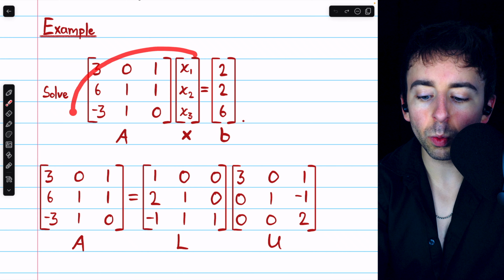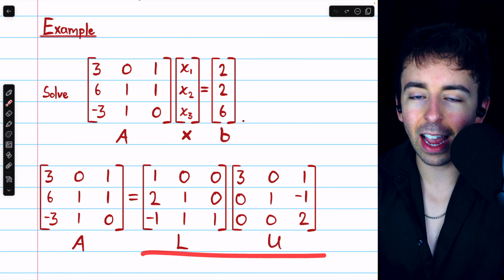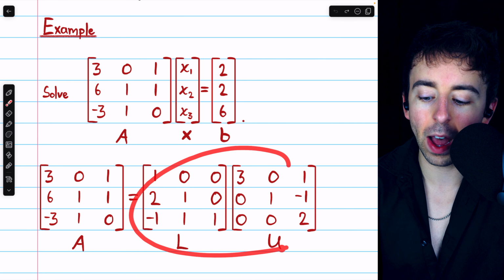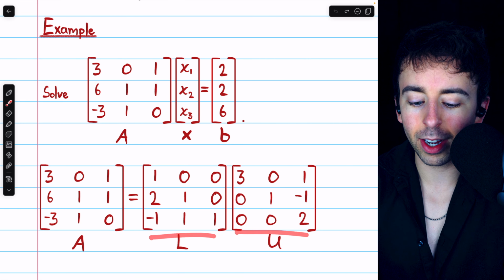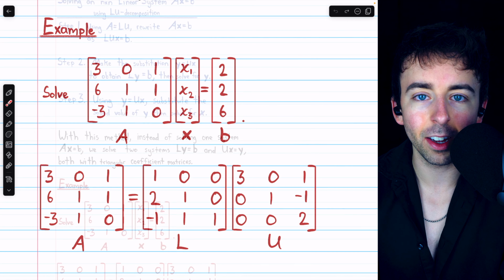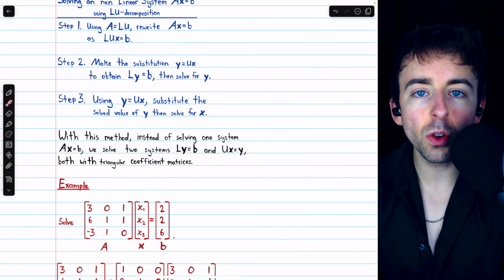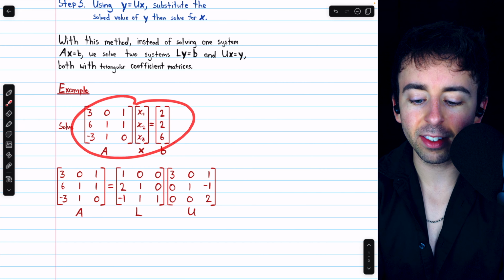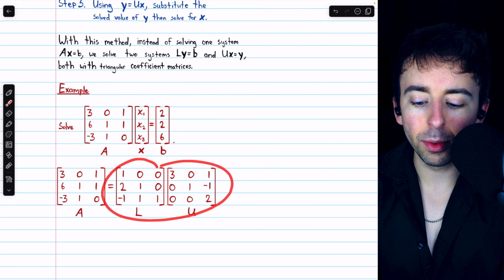For our example, we'll solve this system, where the matrix A has this LU decomposition. Again, link in the description for more details on finding these LU decompositions. If you like, you can verify that this product is indeed equal to A. But we'll proceed with solving the system. Step 1 is to rewrite the equation AX equals B using our LU decomposition. So here's the equation AX equals B, and what we'll do is replace A with L times U.